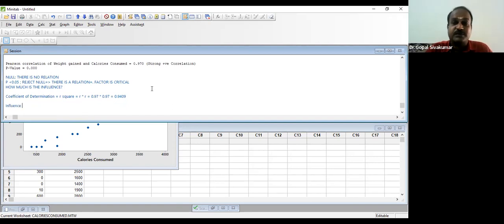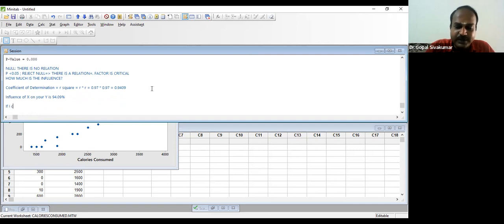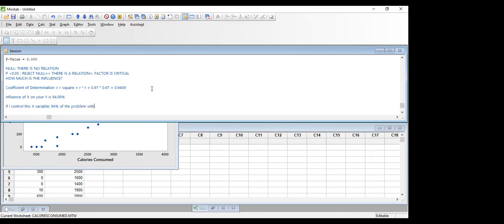Now, this coefficient of determination is telling me the influence of X on your Y is 94.09%. Do you understand how this calculation is helping us? The influence of the X variable on the Y variable is 94.09%, which means if I control this X variable, 94% of the problem can be fixed. Do you understand? Yes, sir.